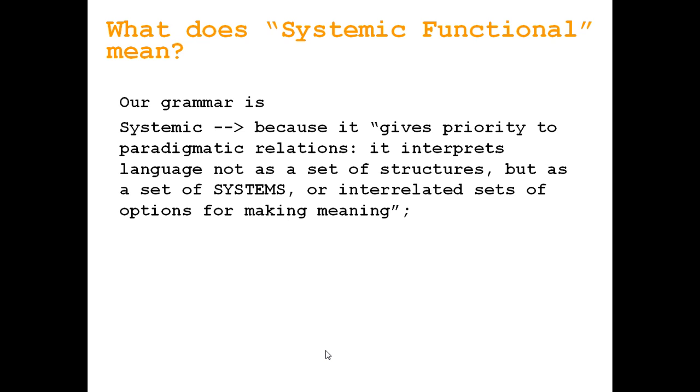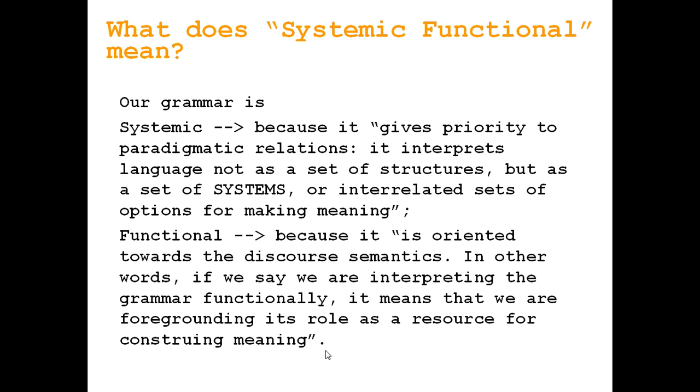So, of course, structure has a role. It's important, but it's not really the core of our grammar. The core, the center, the heart of our grammar is the choice, the systems. Secondly, the other adjective that we use to describe our grammar is functional, and this means that we look at meaning. Here you see the expression discourse semantics. Both words are important. Semantics means the study of meaning. Discourse means language in use.